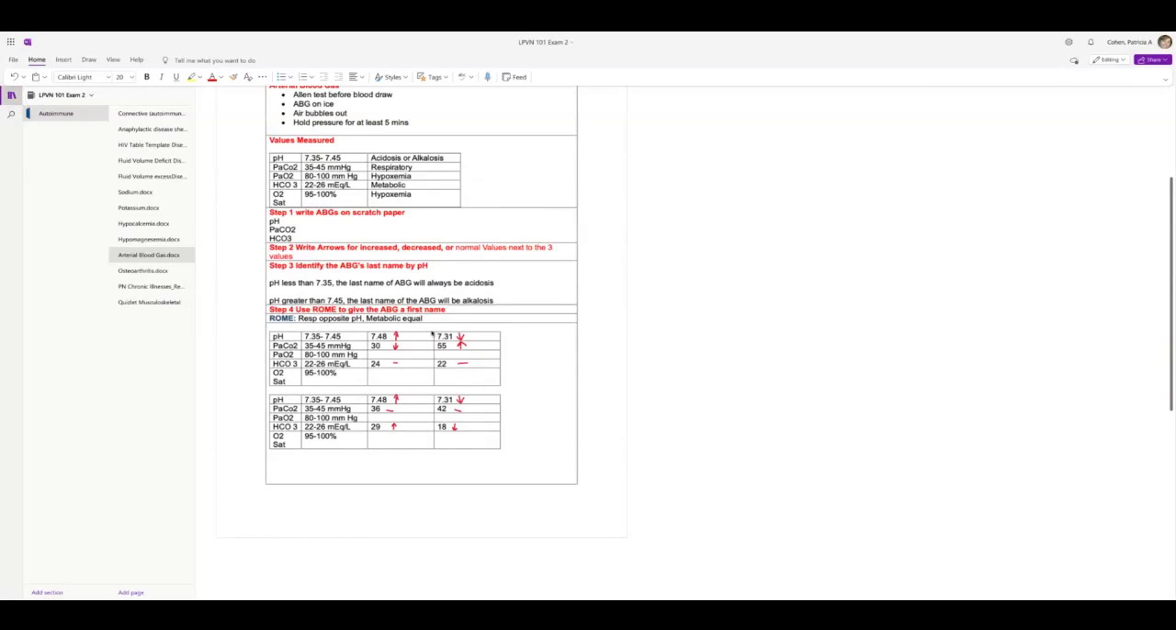So what's the first name? Remember, respiratory opposite, metabolic equal. Yes, you said respiratory acidosis, right? Respiratory. Okay. Because the last name is acidosis, and these arrows are opposite. Okay.